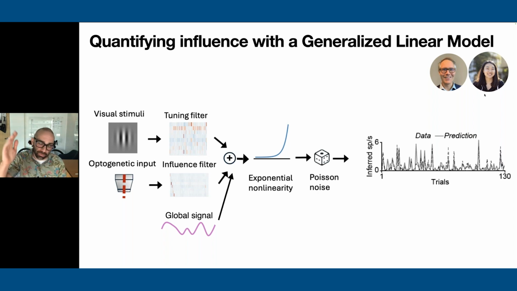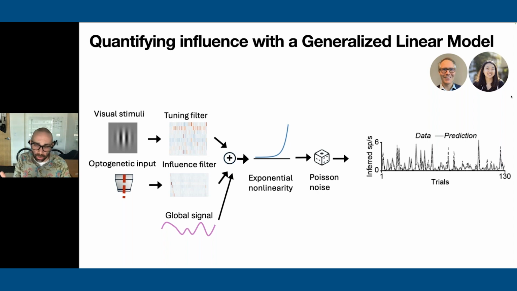So we have a whole bank of filters that include the sham locations and the optogenetic targets. We sum all those together, pass them through an exponential nonlinearity, add some Poisson noise, and then we dial in these features to try to get our best possible prediction of the real data.